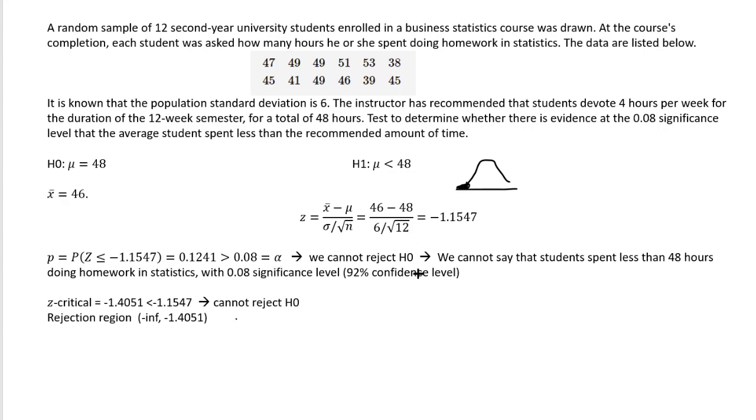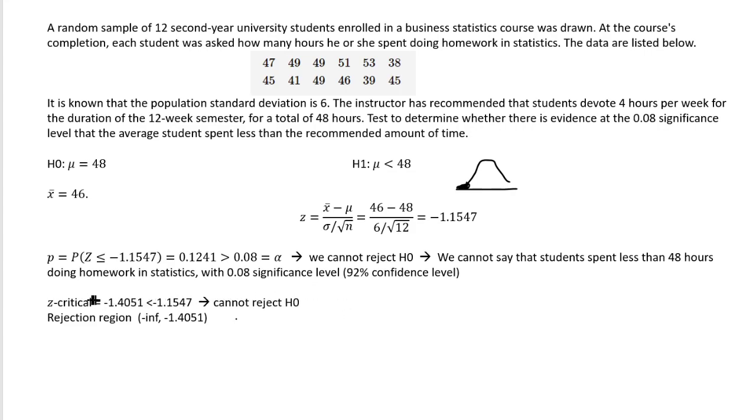So even if you use the critical value approach, you still get the same conclusion. They should always give you the same conclusion. The negative 1.1547 is in the white area, not the rejection region, because it's on the right side of the critical value. So we know that we cannot reject H0.